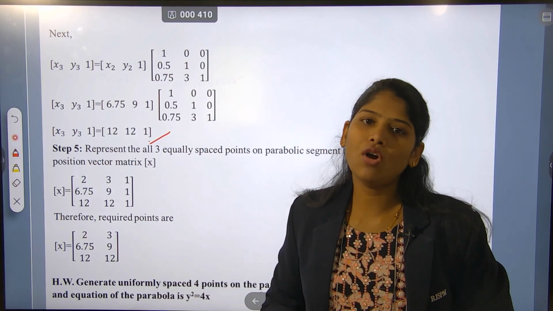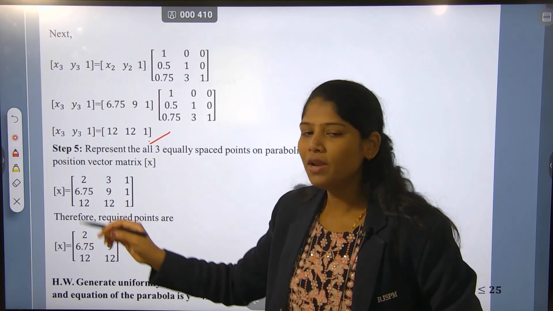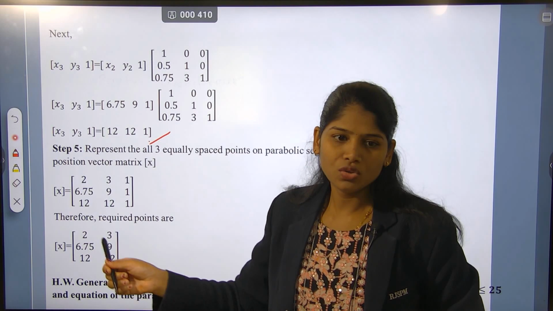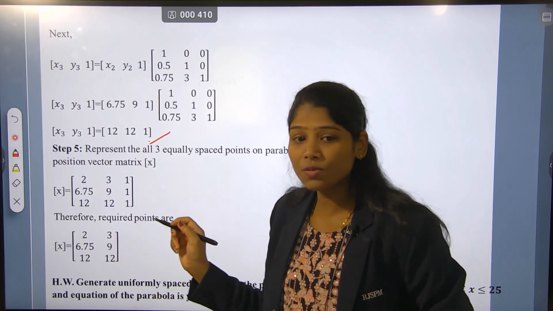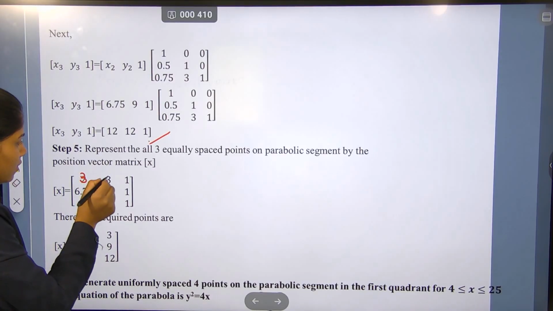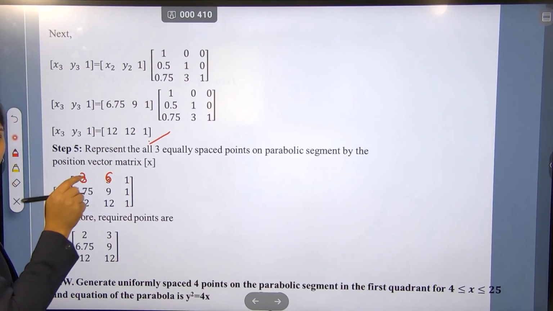So after finding all the points, in the next step write down all the points in the position vector x. So x is equal to, your first point is 3, 6, 1.